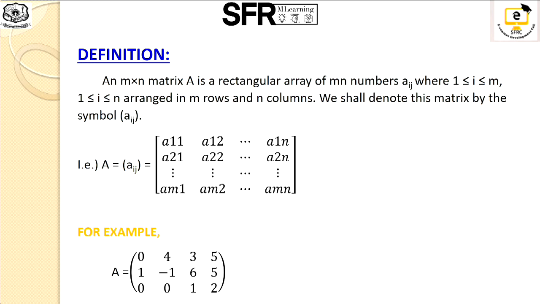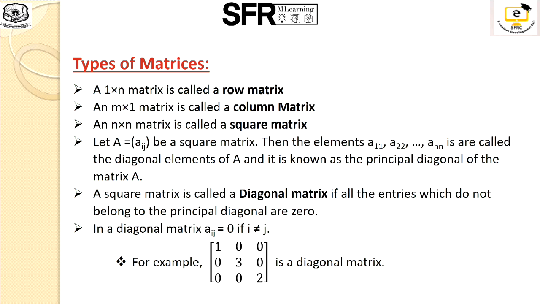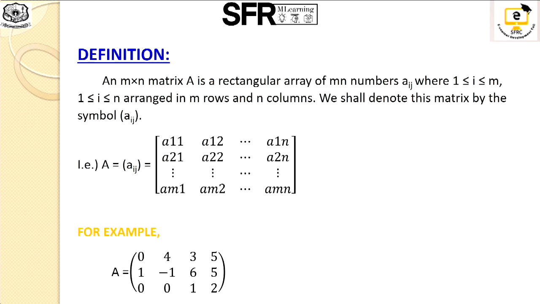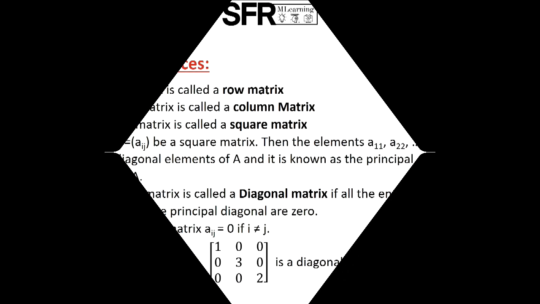For example, here the matrix A is given. This matrix has 3 rows and 4 columns. The first row is 0, 4, 3, 5. The second row is 1, -1, 6, 5. And the third row is 0, 0, 1, 2. Let us see the next one.